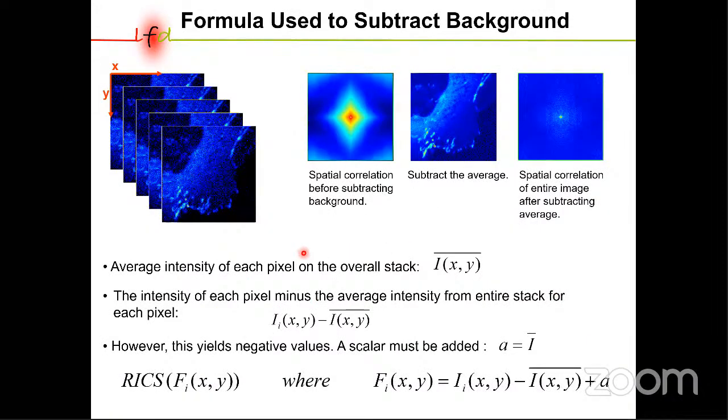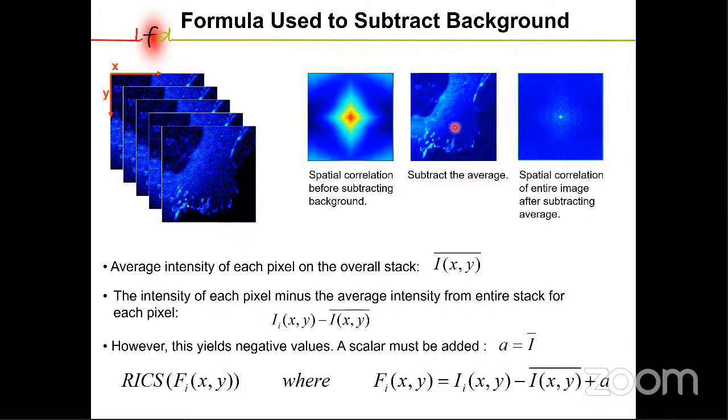Okay, so how do we subtract this background? Well, we calculate the average intensity of each pixel of the overall stack. Remember, we acquired not only 1 frame, but maybe 100 frames. Then this average intensity in each pixel, we subtract from the individual pixels in the individual frames. However, this could potentially give negative values, so we add back the total average intensity to compensate for that. And then after doing this calculation to the data, we calculate our correlation function and end up with the spatial correlation that only contains the dynamics of the molecules and not any spatial features of the cell, for example, any shapes of the cell.